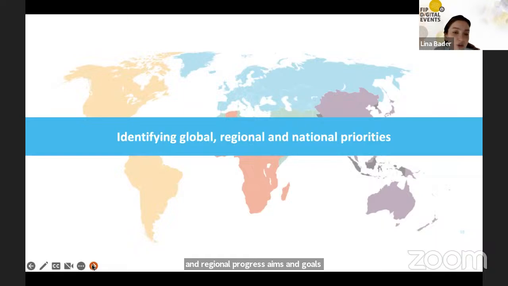So today I'd like to do a very brief overview of some of the global priorities that we have identified as FIP through our members, also what they look like on a regional level for Africa in particular, and some more of an in-depth overview of the national priorities as well.